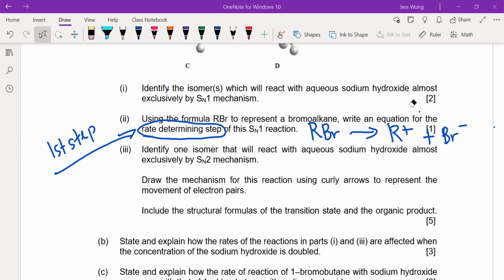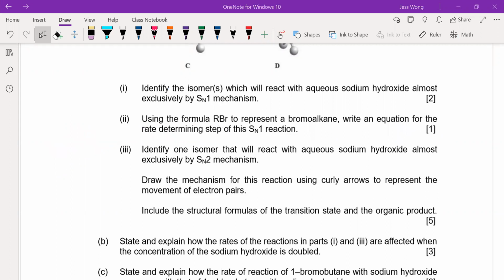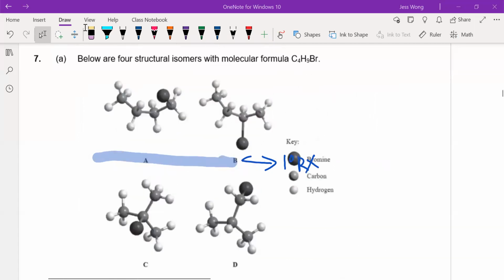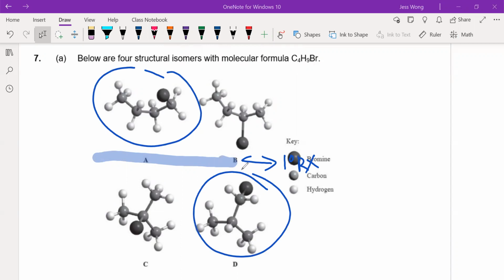All right. Now, next, identify one isomer that will react with NaOH exclusively by SN2. So only by SN2, so we are looking for a primary halogenoalkane. Right? So we are going to look at the primary halogenoalkane, and the answer could be either A or D. So you can use A or D as the compound to draw.